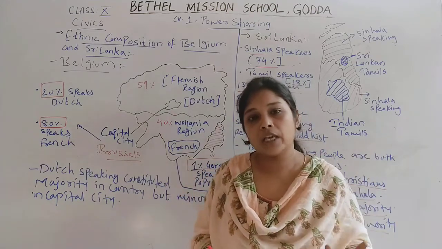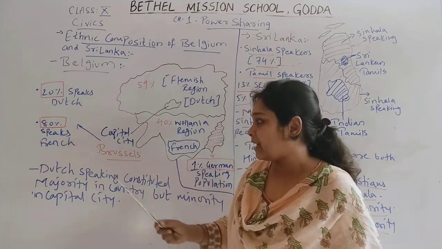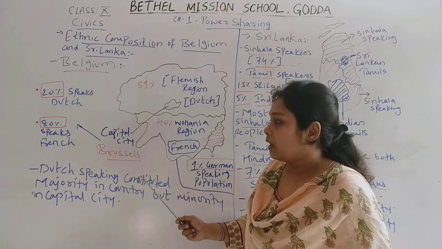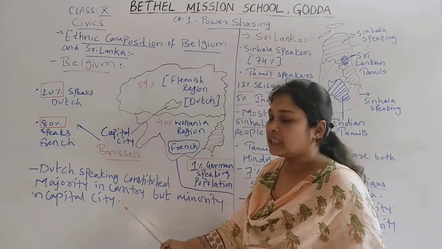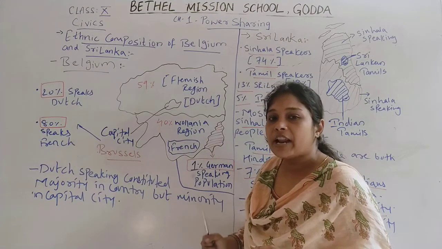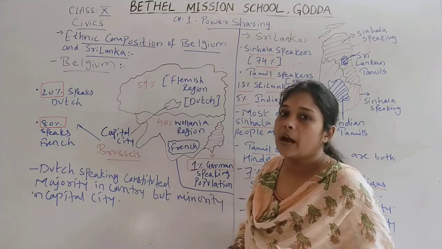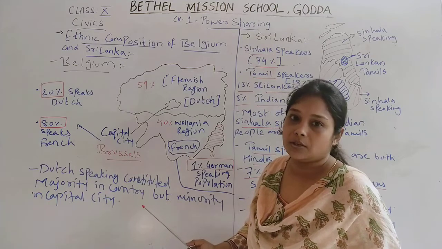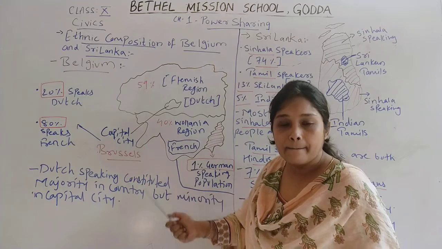So overall, when we talk about the ethnic composition of Belgium, we can say that Dutch speaking people are the majority in the country and French speaking people are in the minority. But when we talk about the capital city, French speaking people are in the majority and Dutch speaking people are in the minority. So there is an unequal distribution of population when we talk about ethnic groups in Belgium.